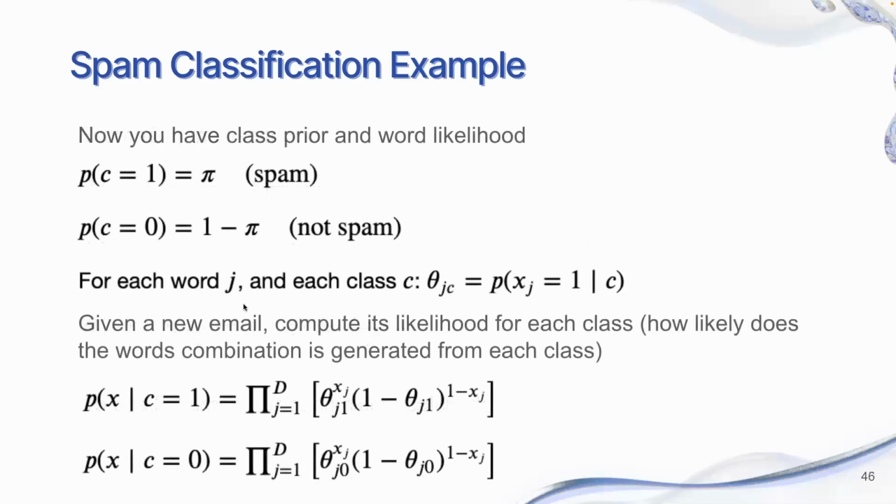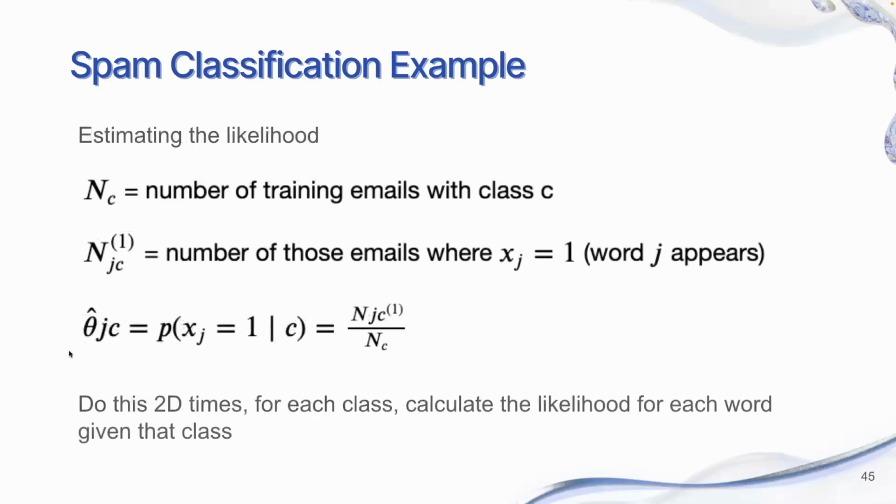So now you have the prior and the likelihood. Then what you can do is compute the posterior. Actually, here it's not the posterior yet. It's just that you can compute a likelihood for each email given the class.